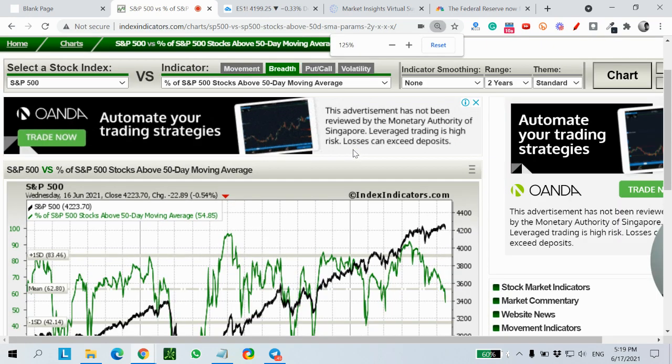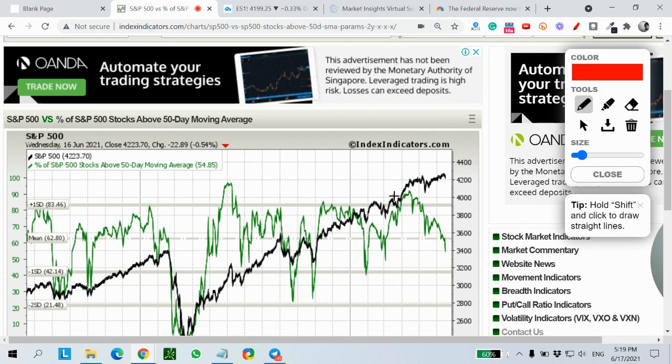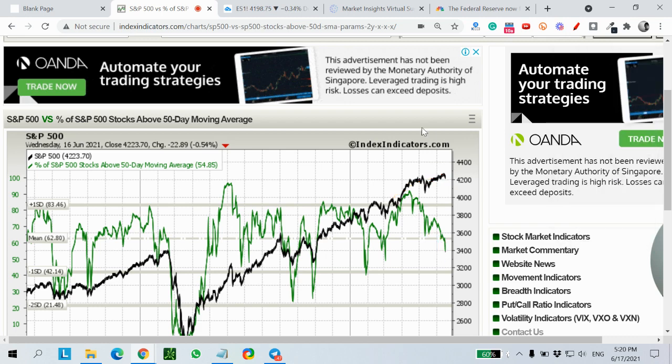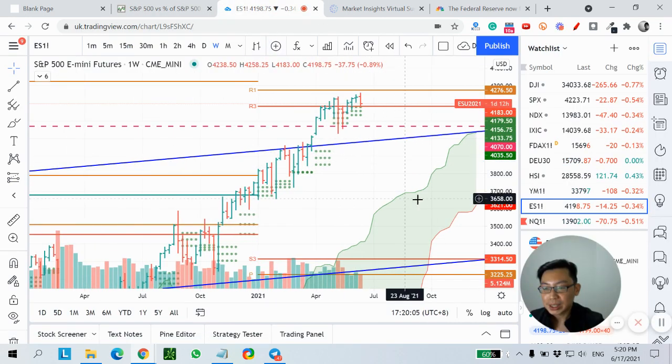So in case you can't see, let me try to zoom in over here. While the market is heading higher overall, the S&P 500, the market breadth that's above the 50-day moving average is heading lower and lower. So let's take a look at the chart right now. This is the S&P 500 futures over here.